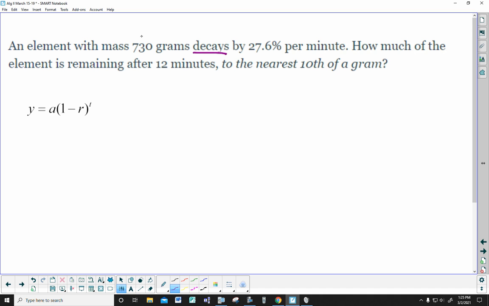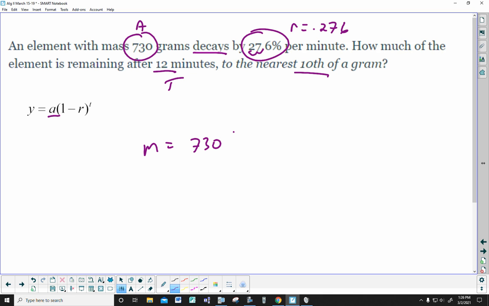This is the amount that you start with, so this is going to be your A. That's the starting amount. R is your rate. Now remember, it's got to be written as a decimal. So R is equal to, move it 2 places, 0.276. It is remaining after 12 minutes, so that's your time. Round to the nearest tenth of a gram, so that's 1 decimal point. So the mass is equal to the amount you start with, 730, times 1 minus 0.276 raised to the 12.